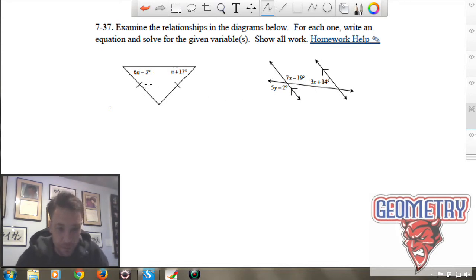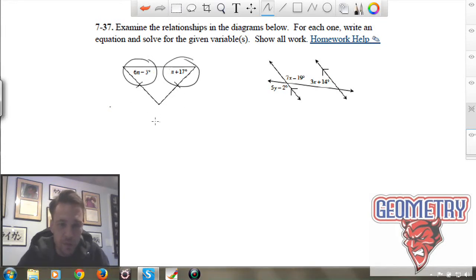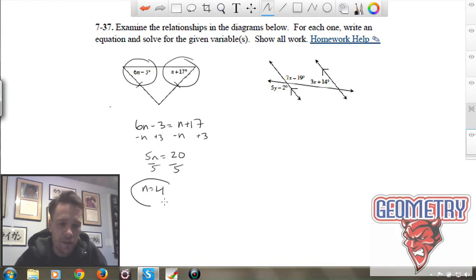So this first one looks like an isosceles triangle. I know in an isosceles triangle these two angles are congruent. So 6n minus 3 equals n plus 17. I am going to move all the n's to the left, and I'm going to move this 3 to the right. So 6n minus n is 5n. 17 plus 3 is 20, which means we divide both sides by 5, n is 4.